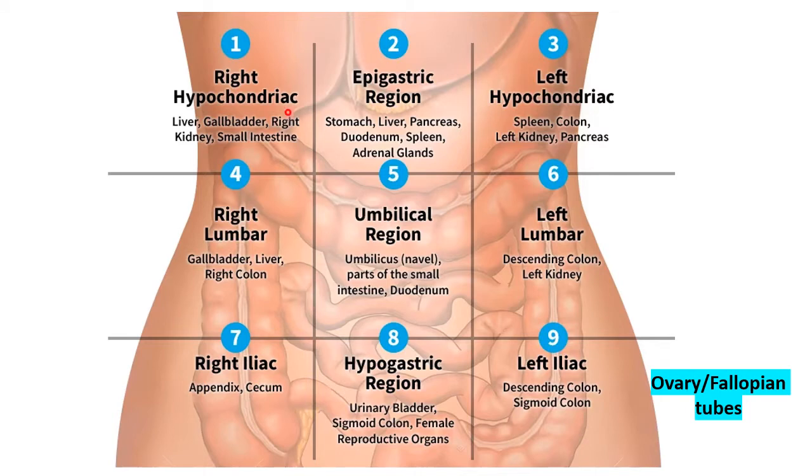Okay, and I'm sure you're familiar with this diagram, the 9 regions of the abdomen. Today's lower GI problems mainly involve the left iliac fossa and hypogastric regions, where the descending colon and sigmoid colon are located, and where most of the colonic problems originate or involve the descending colon, sigmoid colon and rectum.